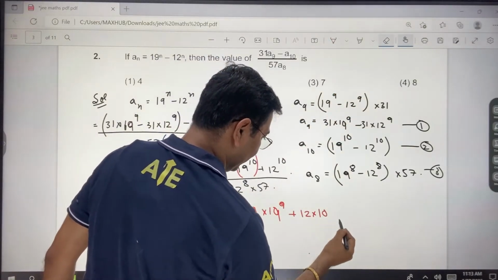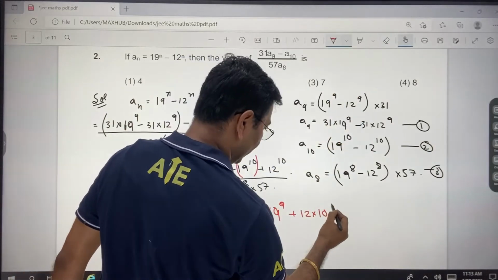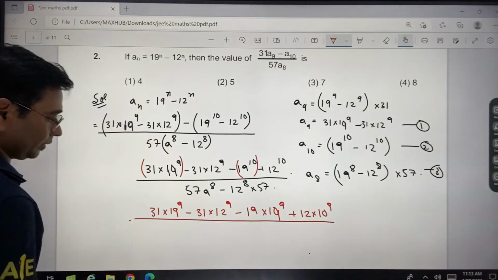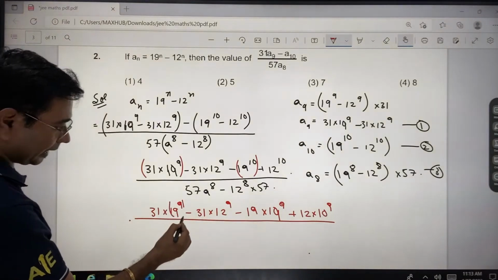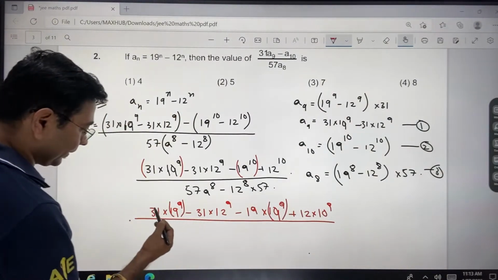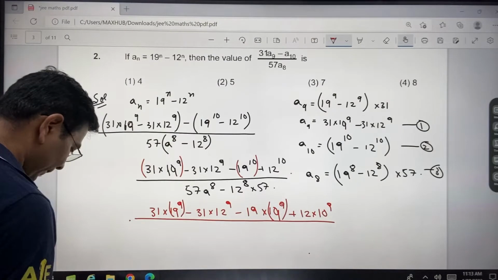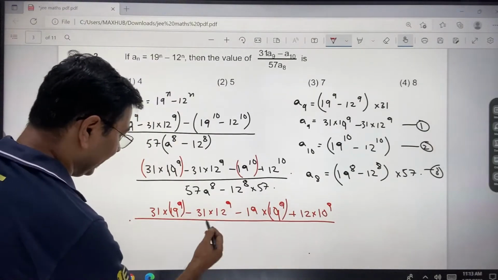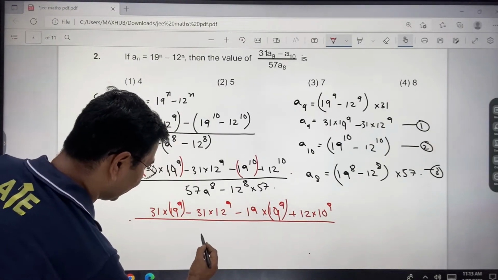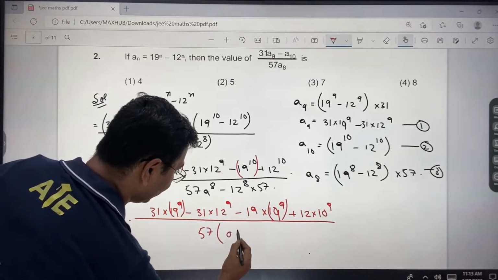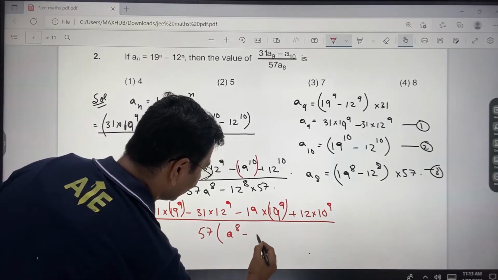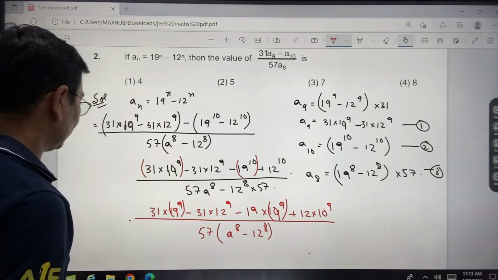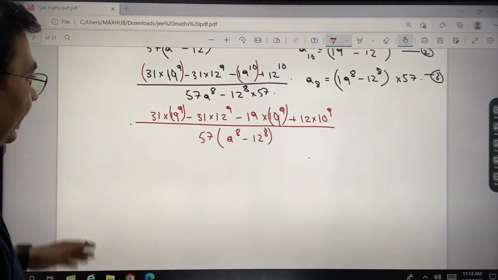Now you can take common from here, now, or taking common you can solve this. Now you see, I've got 19 to the power 9, and this 31, this is 19, and I will get 12, and the same thing is applicable for the denominator part, 57 a to the power 8 minus 12 to the power 8. Now look over here, alright.